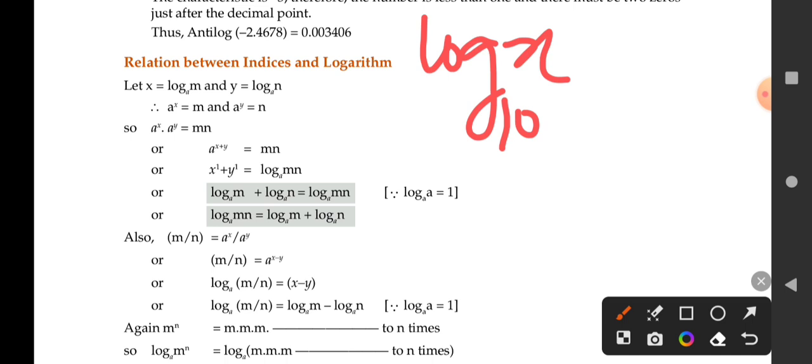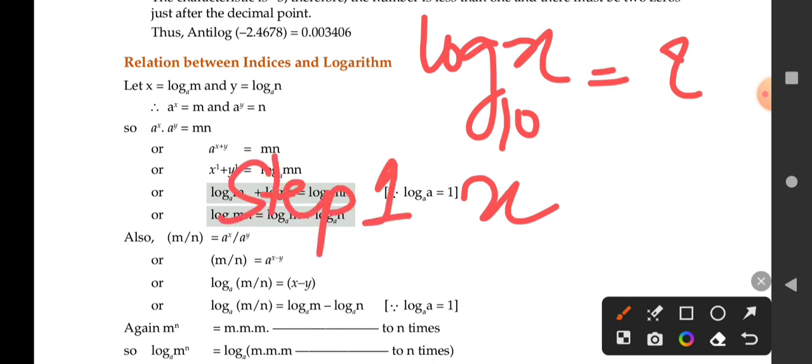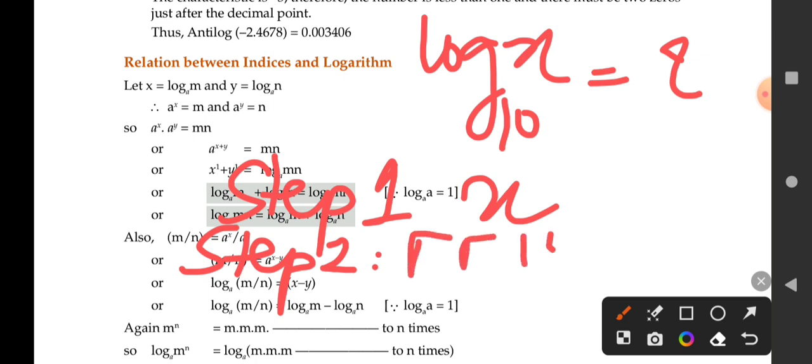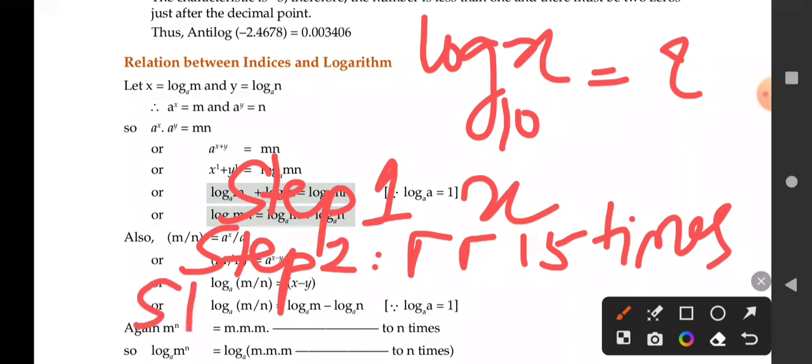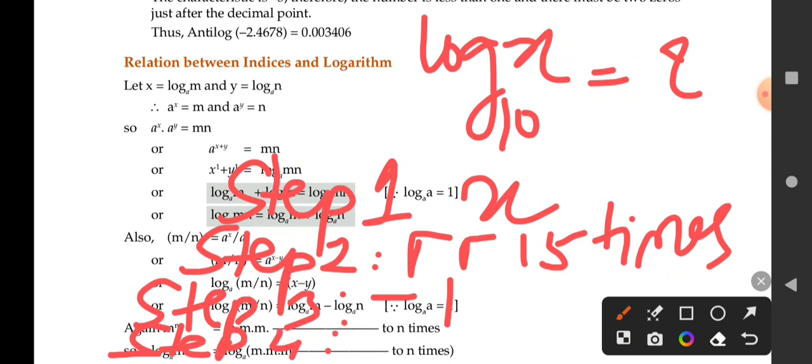On your calculator, you're going to press x. If you are asked the value of this, step 1, press x on the calculator. Step 2, square root 15 times on your calculator. Step 3, minus 1. Step 4, divided by the phone number.